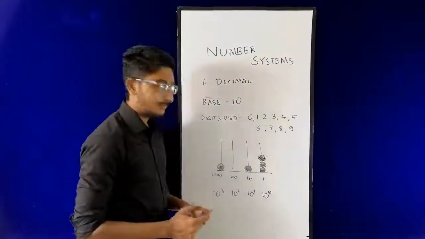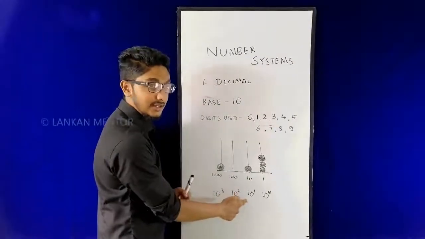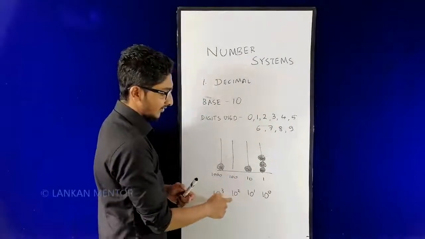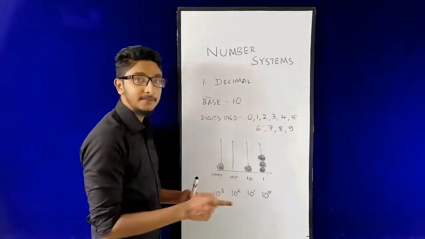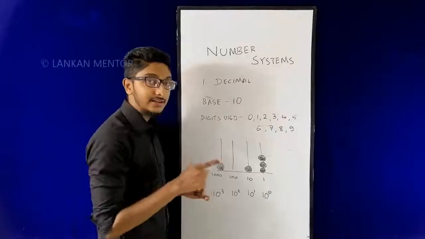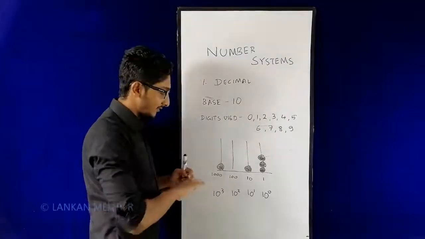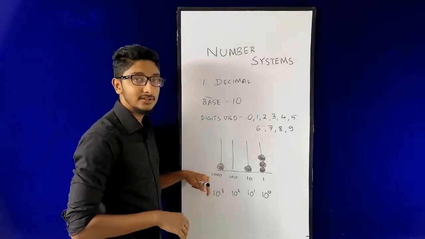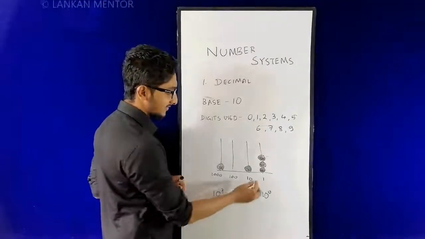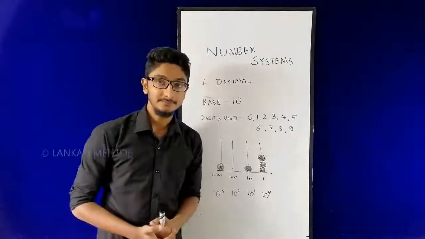Now 10 to the power 0 means 1 here. 10 to the power 1 means 10. 10 to the power 2 means 10 into 10, so 100. 10 to the power 3 means 10 into 10 into 10, 3 times. So if you multiply it, you get 1000. So just like that, 1, 10, 100, 1000. That is how the places come.